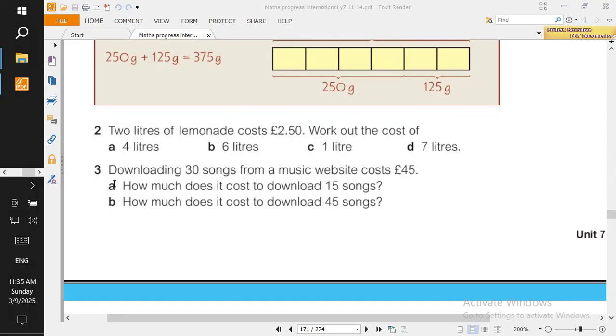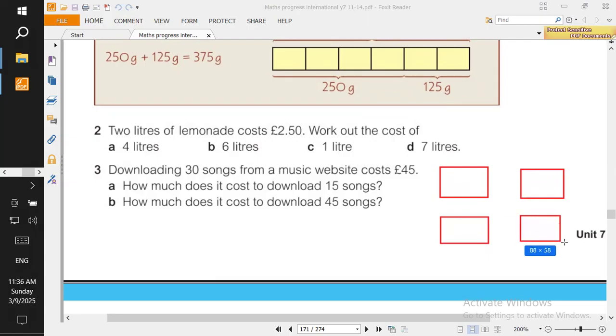Same idea with question 3. Downloading 30 songs from a music website costs £45. It means if you download more songs, you have to pay more money. This is the meaning of direct proportion. Now, how do you work out direct proportion? First thing you do, you have to put them in 4 boxes like these. Sometimes we call this the X method, or we can use the direct proportion method.